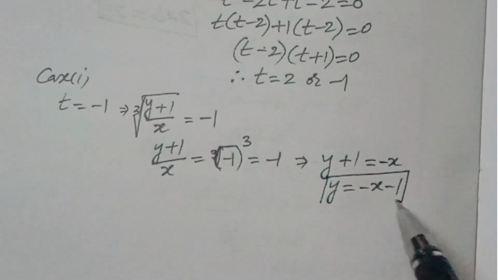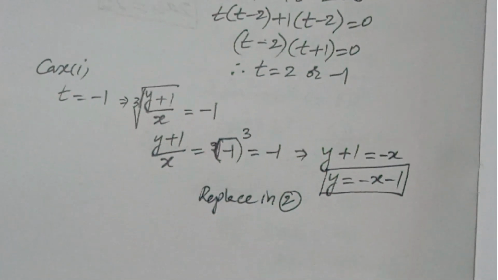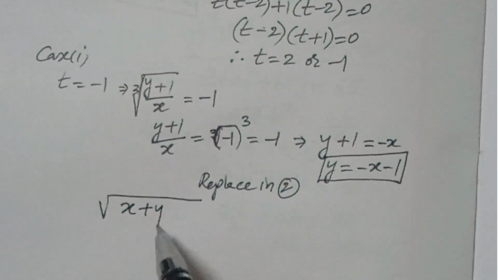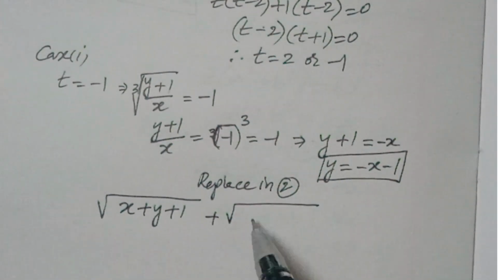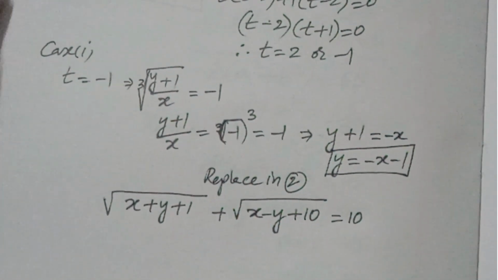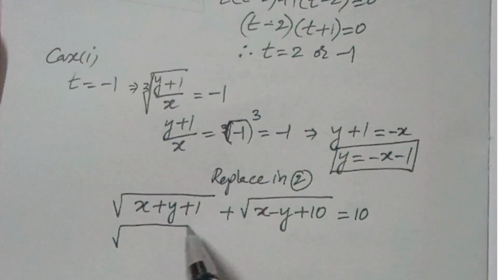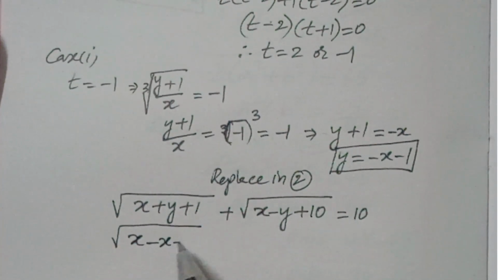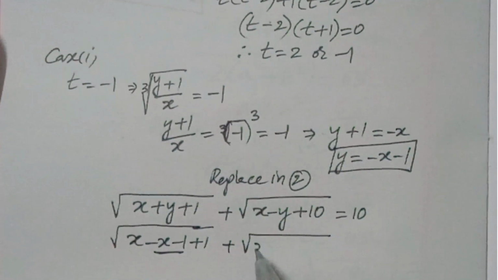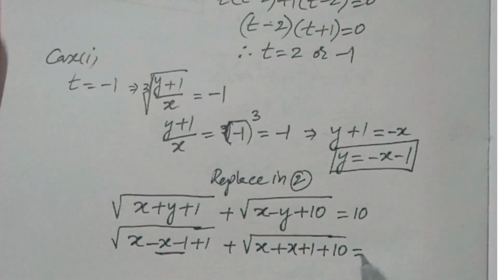Now replace this in the second equation. The second equation is the square root of (x+y+1) plus the square root of (x-y+10) equals 10. In the place of y we replace this value, so we get the square root of (x-x-1+1), okay, this is the y value, plus the square root of (x+x+1+10) equals 10.